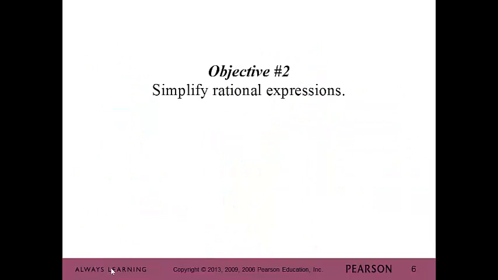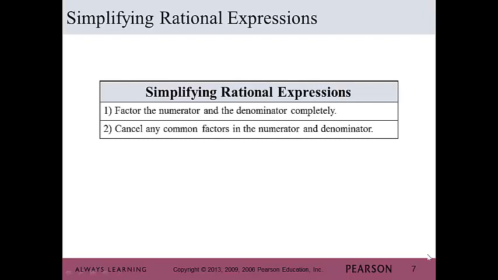Alright, objective 2 is now simplifying rational expressions. Here are the steps for simplifying rational expressions. Step 1, we're going to factor the numerator and the denominator completely. Step 2, cancel any common factors in the numerator and the denominator.